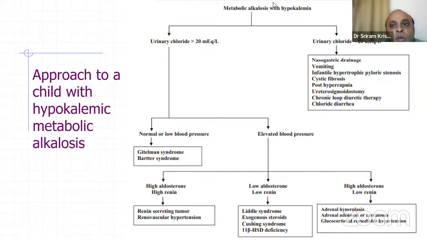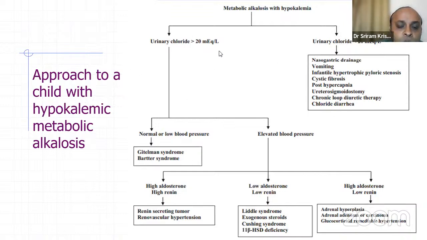So when you get a child with hypokalemic metabolic alkalosis, it's not always Bartter syndrome. We have an approach, and the approach would be based on the urinary chloride more than 20 or the urinary chloride less than 20. If you have less than 20, gastrointestinal causes and pulmonary causes will often predominate. This could include a congenital chloride diarrhea. This could include a ureterosigmoidostomy, persistent vomiting, infantile hypertrophic pyloric stenosis, etc. Or a hypercapnic syndrome also could be leading to a urinary chloride less than 20.